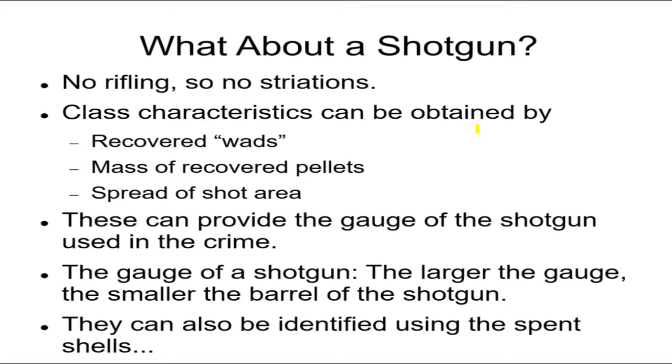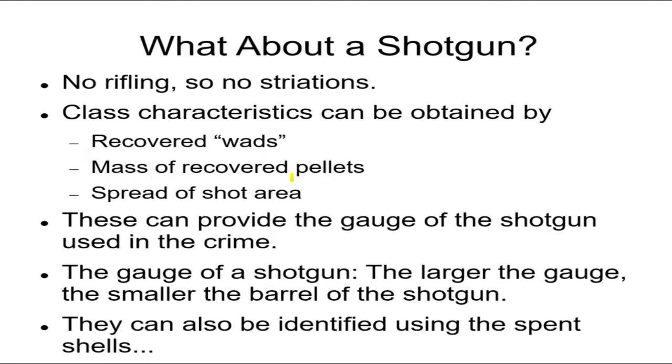Well, the class characteristics you can't always get from the scratches on the grooves, the grooves in the lands, because shotguns don't have any rifling. But remember the shotgun shell remains, sometimes called wads, especially the part that holds the pellets together. So you recover these parts. That can tell you what kind of shell was used, and often the kind of shell tells you what kind of gun was used. This is not individual, of course. This is a class characteristic.